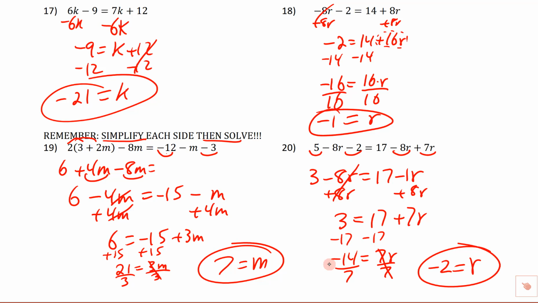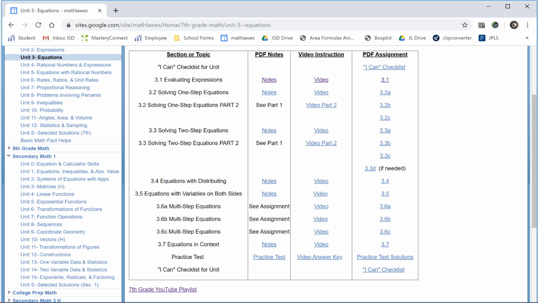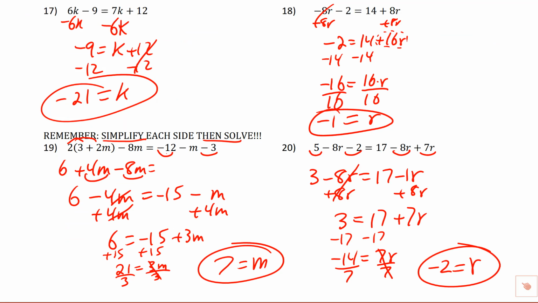Again, if you need some more help, please ask for help. Please take a look at the website. You can look at lots of different videos that will show you how to do these different types of problems. Again, what we just went over is everything in 3.4 and 3.5. So it's all this stuff right here. What we're going to do next is we're going to talk about multi-step equations. All right, good luck with this assignment on distributing and variables on both sides.